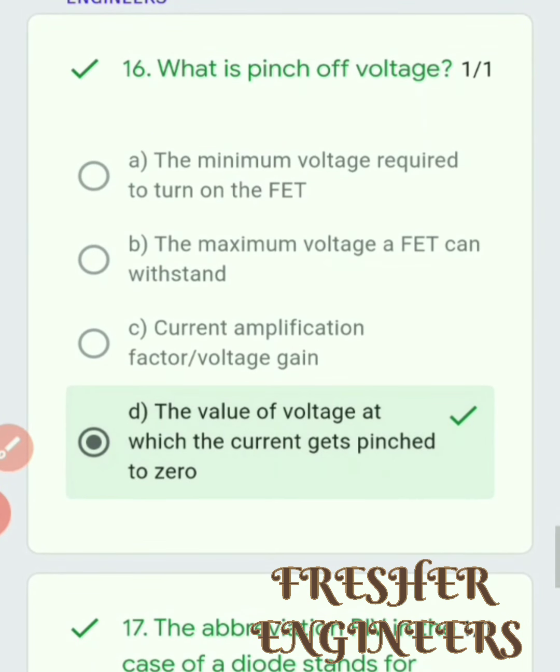The abbreviation PIV in the case of a diode stands for peak inverse voltage. Hence, the correct option is C.